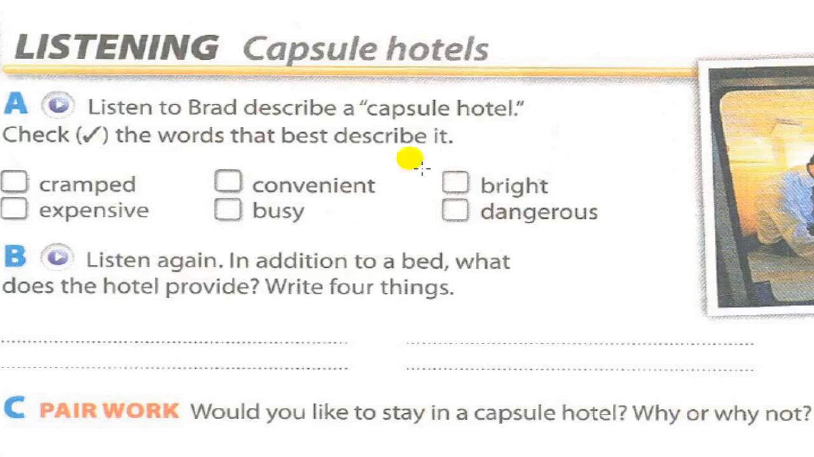So what's a capsule hotel? A capsule hotel is a hotel with very, very small rooms. These rooms are 2 meters by 1 meter and 1 meter high. The height, 1 meter. The length, 2 meters. The width, 1 meter.